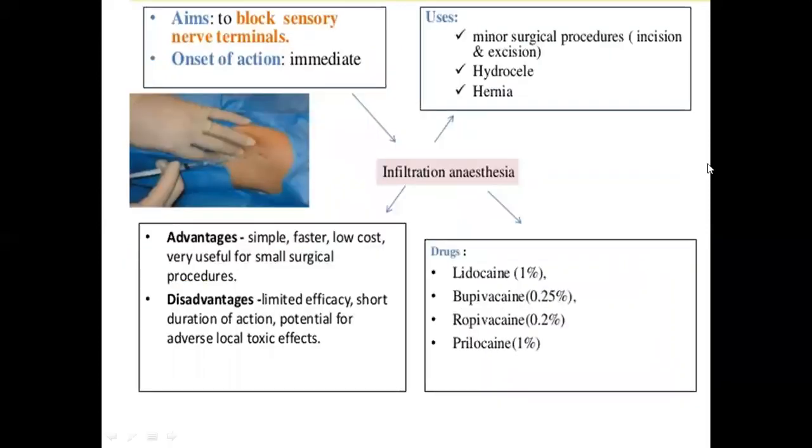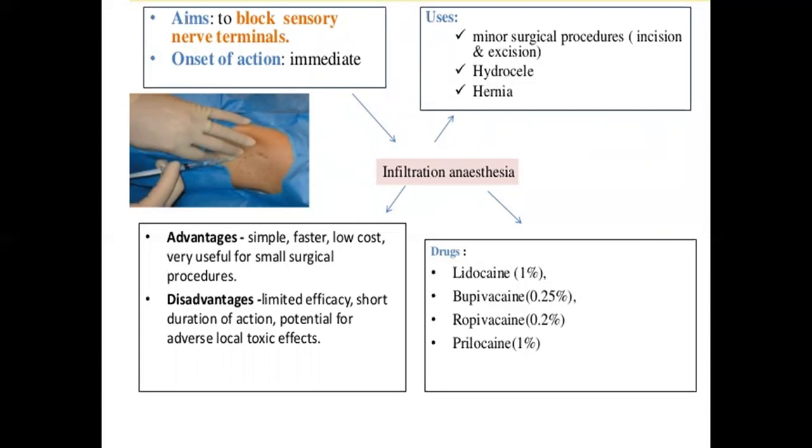The next type of use is infiltration anesthesia. The aim of this anesthetic agent or anesthesia process is to block sensory nerve terminals, and the onset of action is immediate.